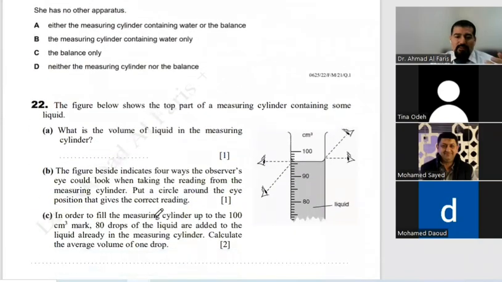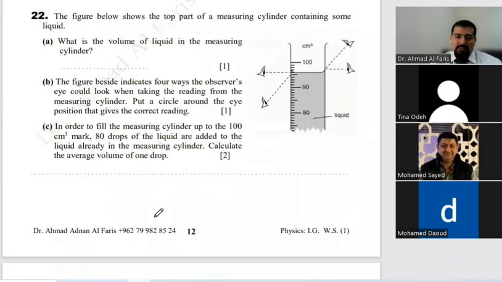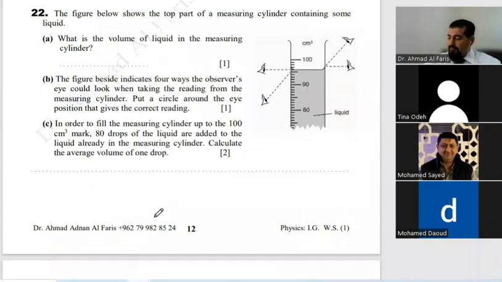Okay, let's move on to question number 22 on page 12 here in this worksheet. This paper is a Cambridge core paper, and they bring similar questions in Edexcel. What do they ask? The figure below shows the top part of a measuring cylinder containing some liquid. A, what is the volume of the liquid in the measuring cylinder? Who can tell me how much the volume is here?